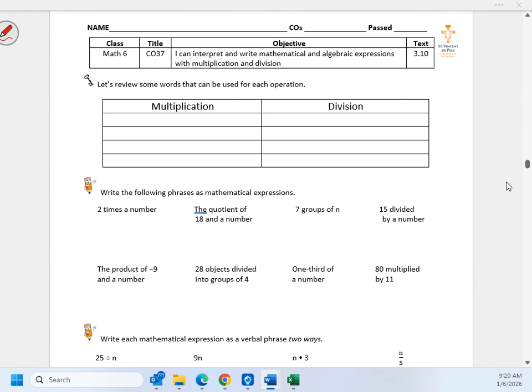Times. What else means multiplication? Multiplied by. What else might mean multiplication? Product. When we talk about the answer for addition, we know that was the sum. The answer for subtraction was the difference. The answer for multiplication is the product. What's another one?